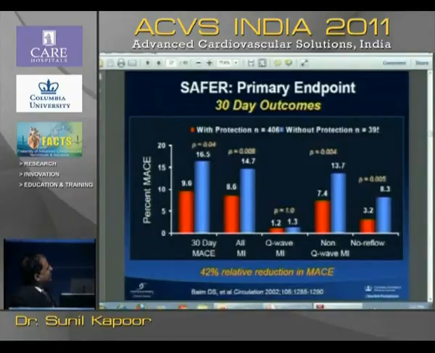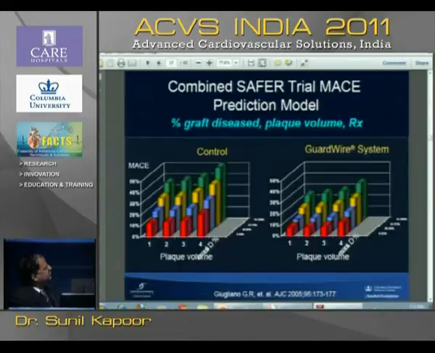So with protection, the 30-day MACE is 9.6 versus 16.5. All MI is 8.6 versus 14.7. Q-wave MI, not much different. Non-Q-wave MI, again a significant difference, 7.4 to 13.7, and no reflow, 3.2 to 8.3. 8.3 is like 1 out of 10 patients having a no-reflow phenomenon. You can understand the GuardWire, how it helps. Next slide.